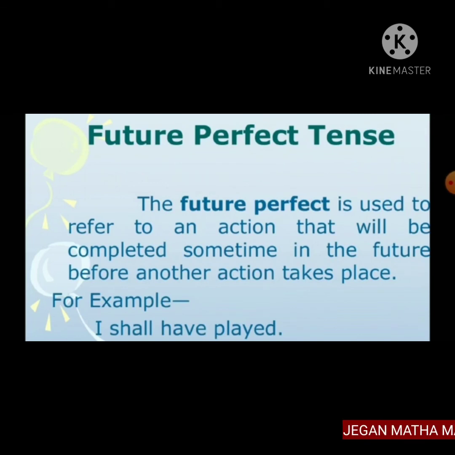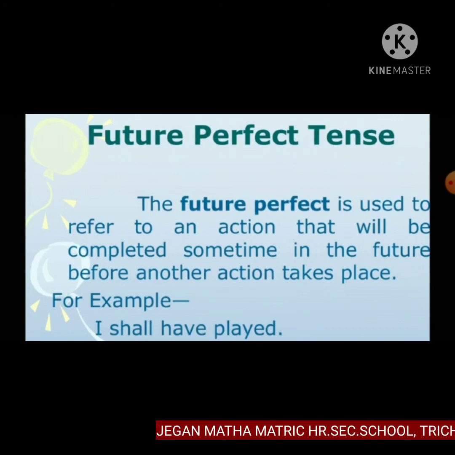Future perfect. Future perfect is used to refer to an action that will be completed sometime in the future before another action takes place. For example, I shall have played, I will have got this medal, I will have written this exam. So will, otherwise shall: I shall have played, otherwise will have played. Will have plus v3, third form of verb, played.